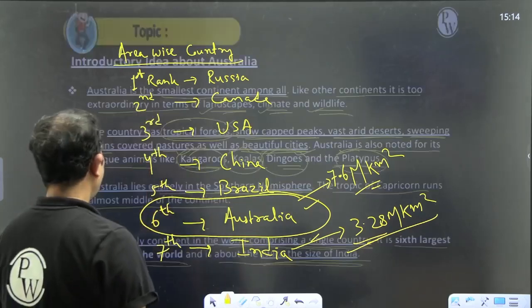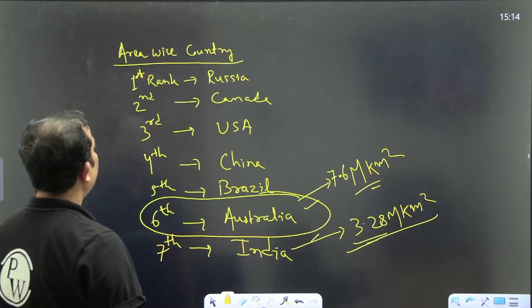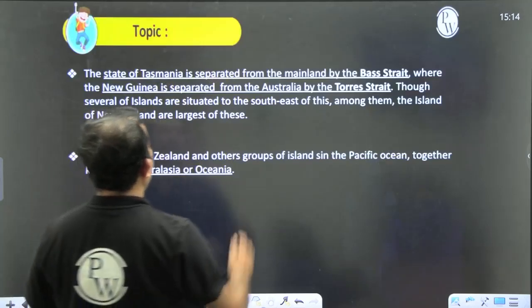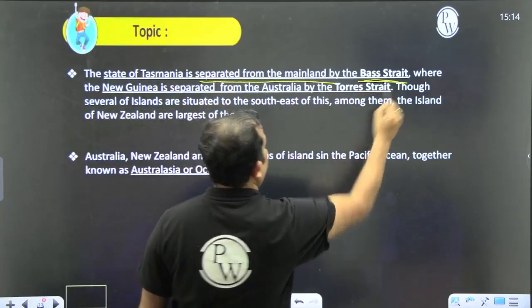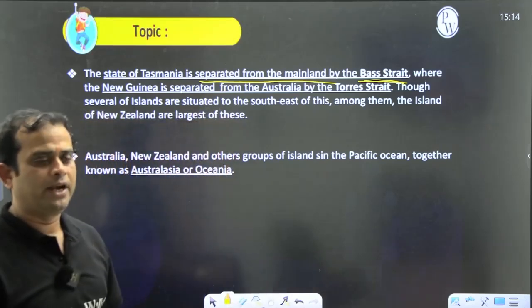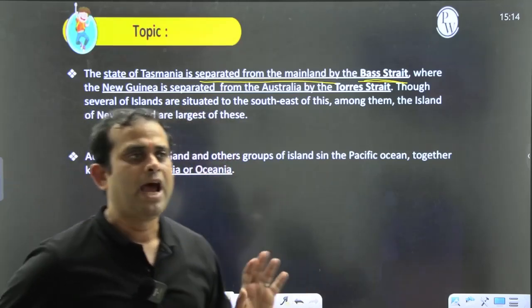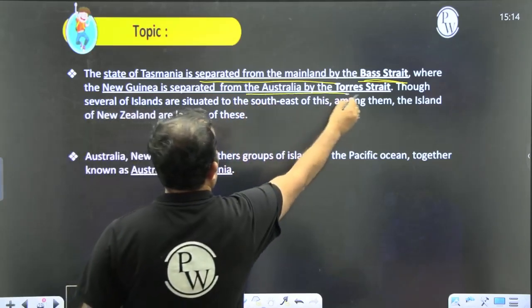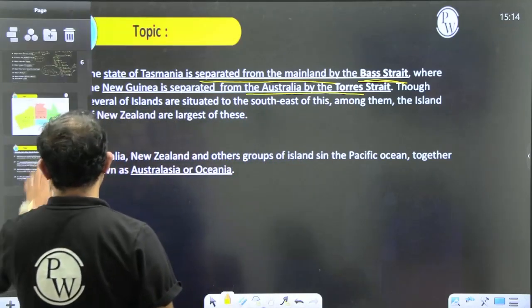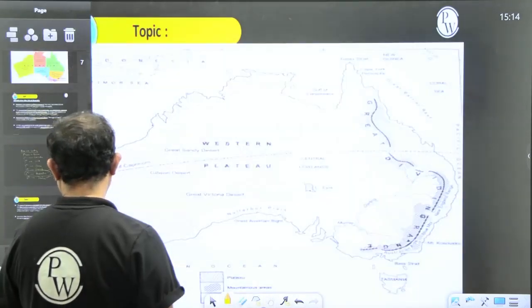Okay, let's move ahead. Again, the state of Tasmania is separated from the mainland by Bass Strait. Tasmania is a small tiny island, and New Guinea is separated from Australia by the Torres Strait. Just look at the map again. This is basically a map based question.